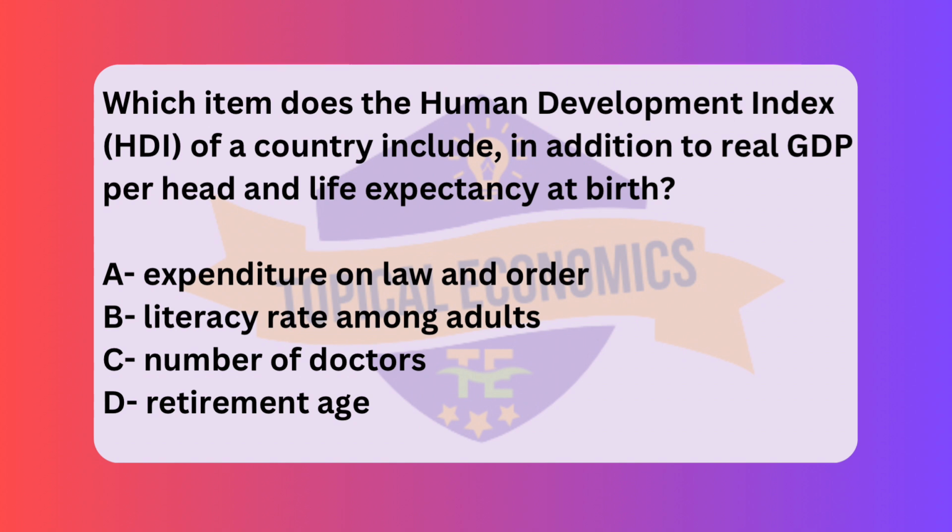While the number of doctors in a country may affect health outcomes and living standards, it is not directly included in the HDI. The HDI uses life expectancy at birth as its health indicator, but the number of doctors or other specific health resources is not part of the HDI calculation. Lastly, option D, retirement age, is also incorrect because the retirement age is not included in the HDI. The HDI focuses on health, education, and income levels, rather than specific policies related to retirement age or pensions.